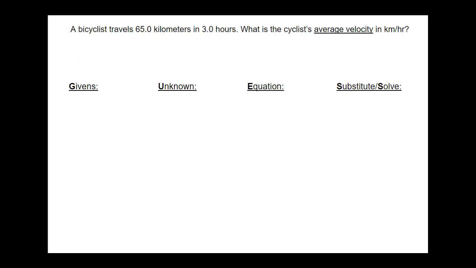A bicyclist travels 65.0 kilometers in 3 hours. What is the cyclist's average velocity in kilometers per hour? Well, if I notice, the first thing that I encounter in my question is 65.0 and then this unit, kilometers. That makes it a given, and because it's in kilometers, I can call that a displacement.